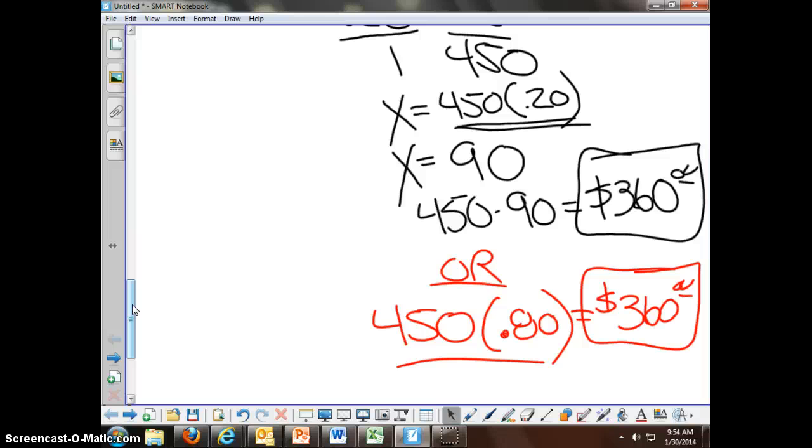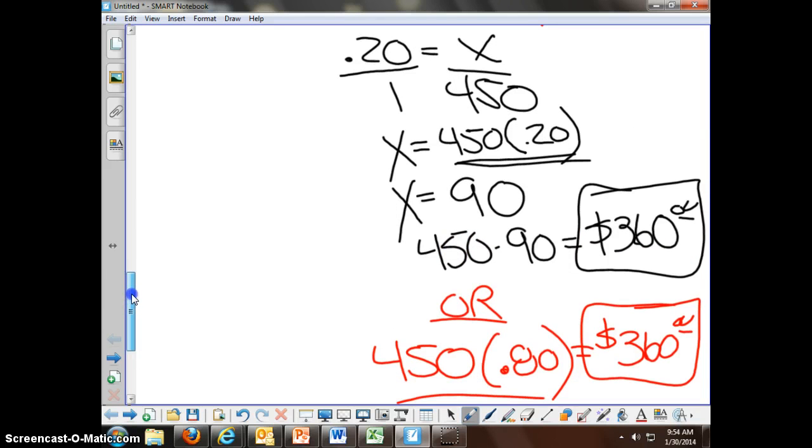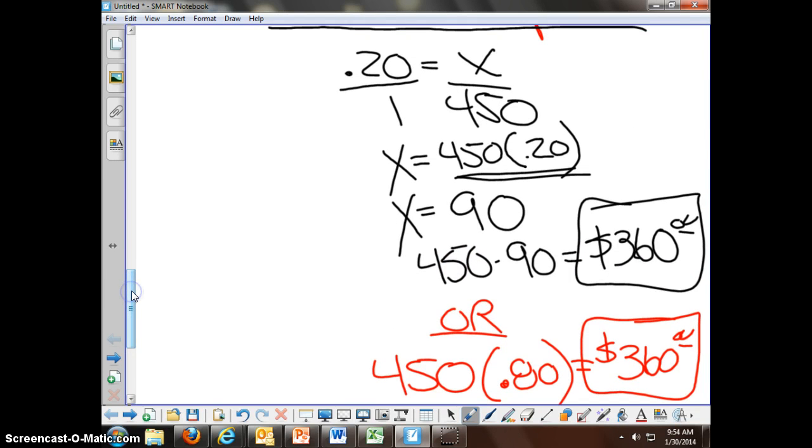Can you do it as an algebraic? How'd you set it up? I just did 0.2 equals x over 450. Yeah, that's fine. You didn't do the little 1 here. That's cool. The 1 is just so people can see that we really are dealing with a proportion, this traditional way of setting it up.